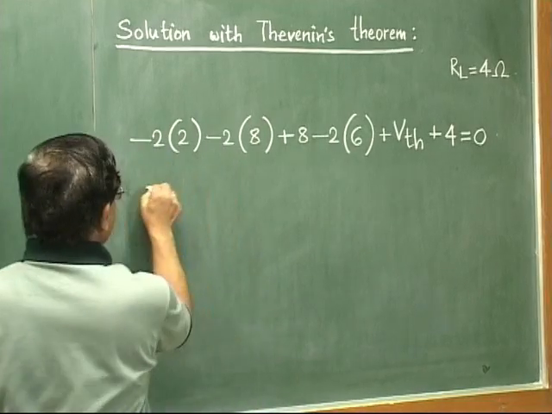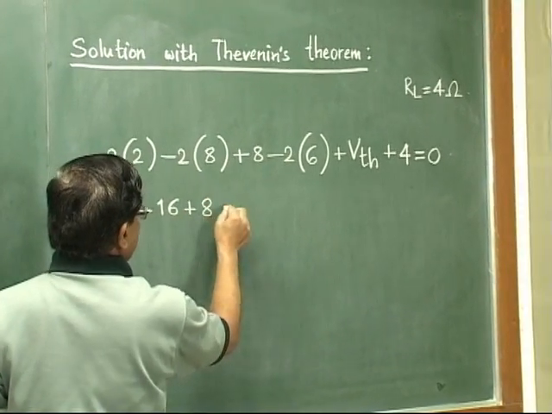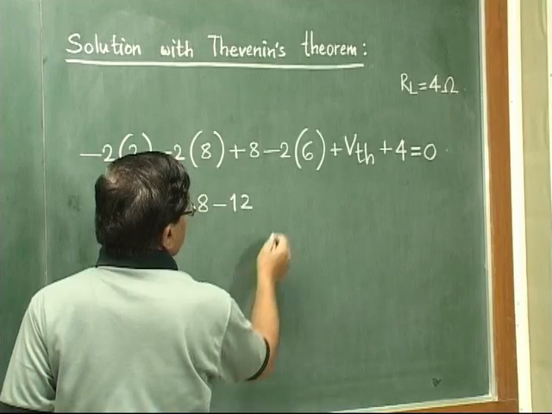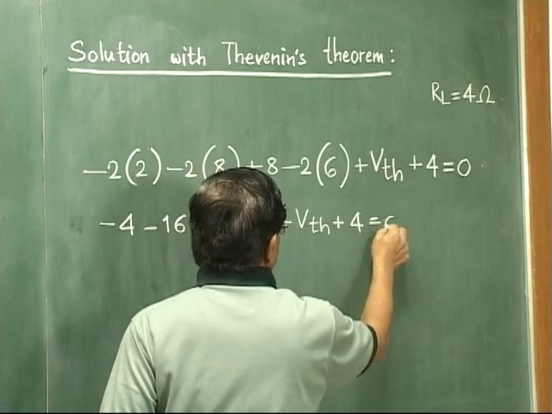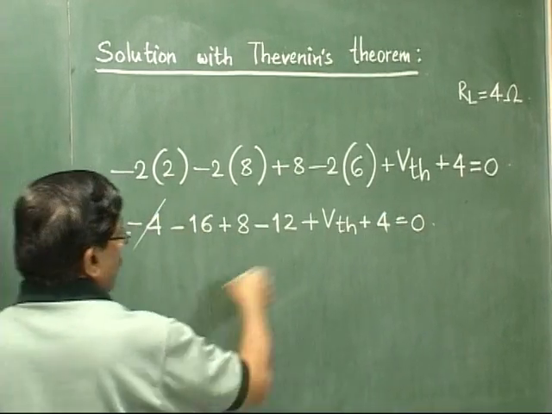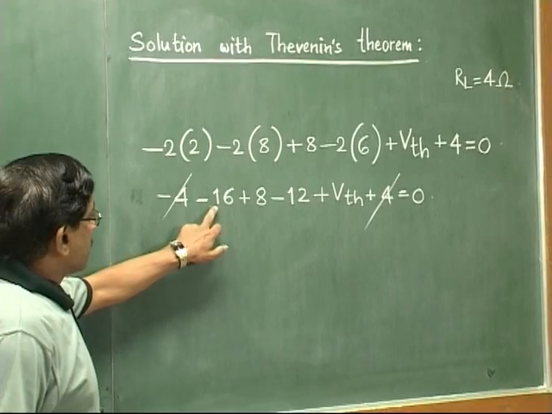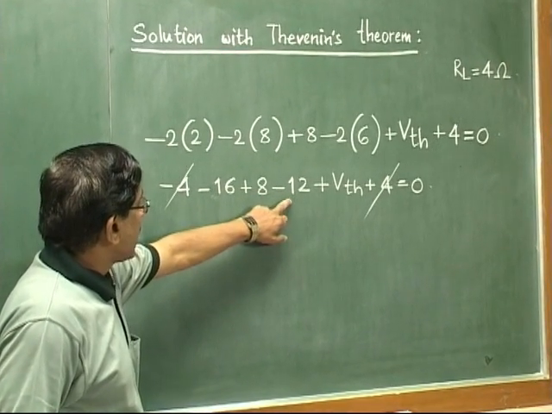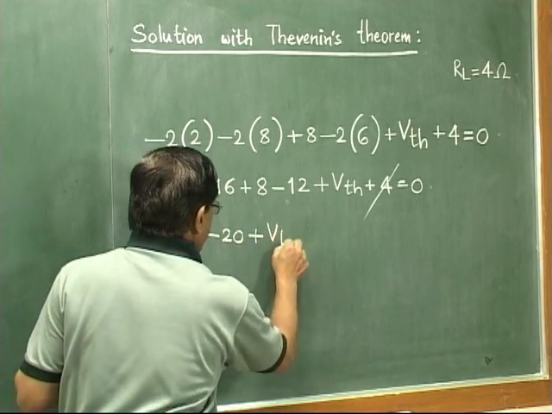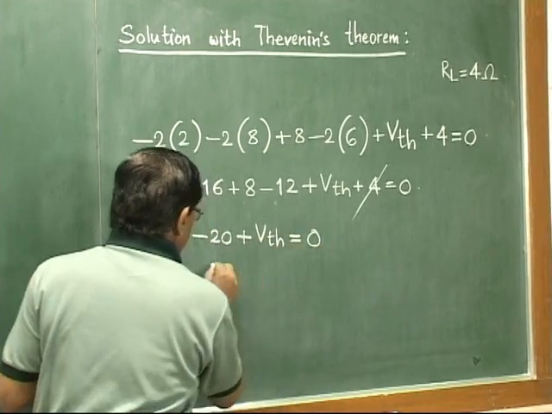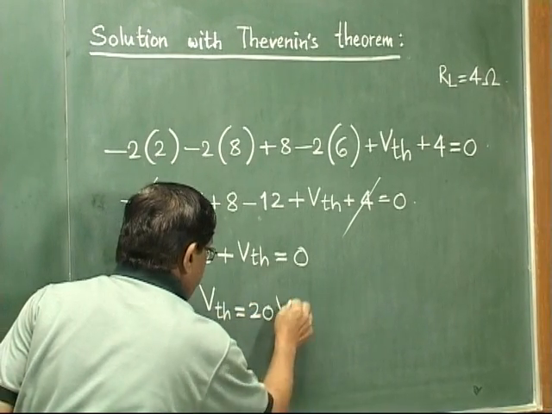Just simplify it. Minus 4, minus 16, plus 8, minus 12, plus VTH, plus 4 equals 0. So this minus 4 plus 4 will go. So what is the total now? 16 and 12, minus 28 plus 8, so minus 20. So minus 20 plus VTH must be equal to 0. Hence, the value of VTH comes out to be 20 volt.